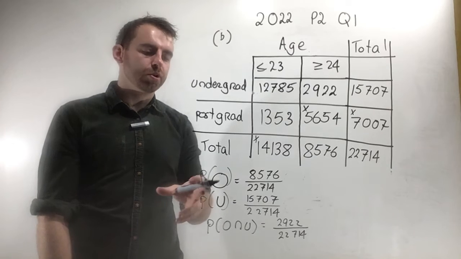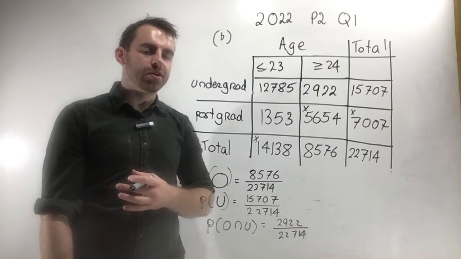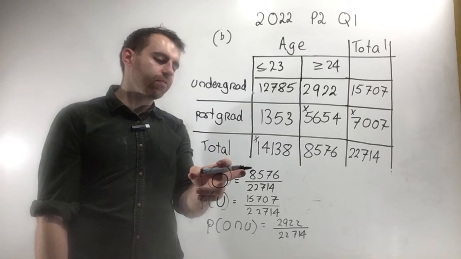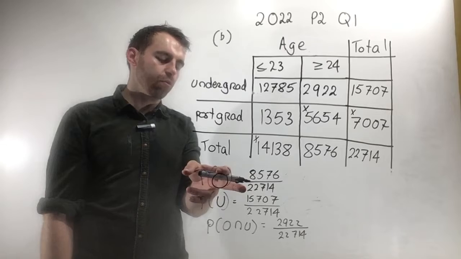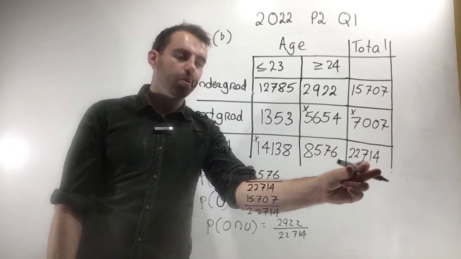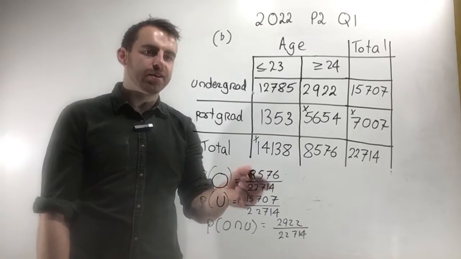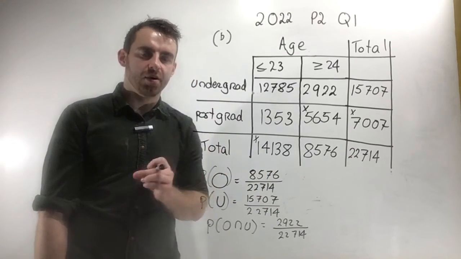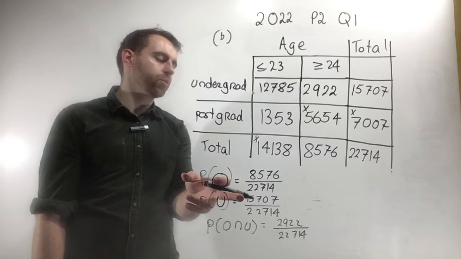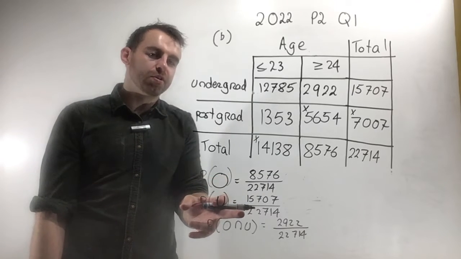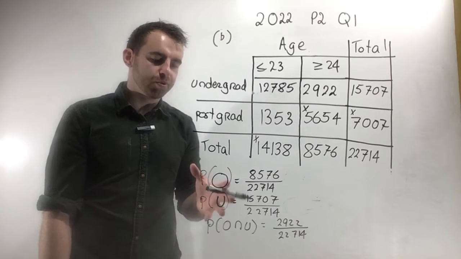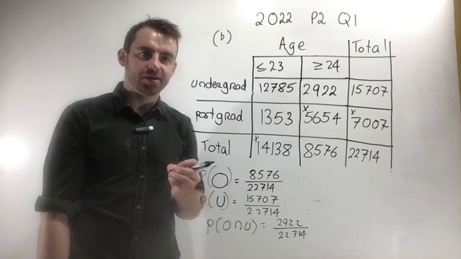In part B, we're told O is the event that someone in this university is 24 years or older. So the probability of O is 8,576 over 22,714. In other words, all the students 24 or over divided by the total number of students. That's the probability someone lands in the set O. U is the event that you're an undergrad. So we get the total number of undergrads, which is 15,707, over the total number of students, which is 22,714. We're asked to investigate if these are independent events or not.